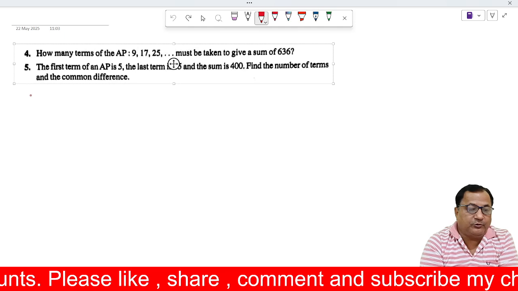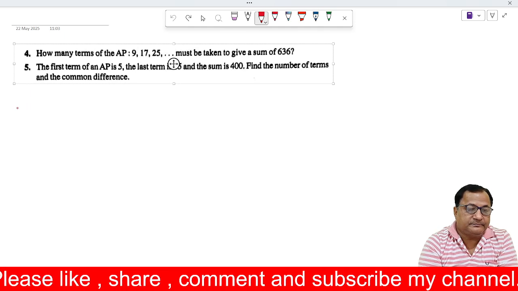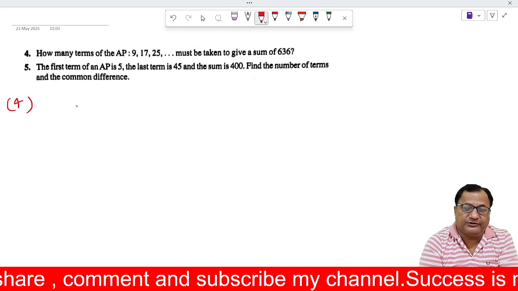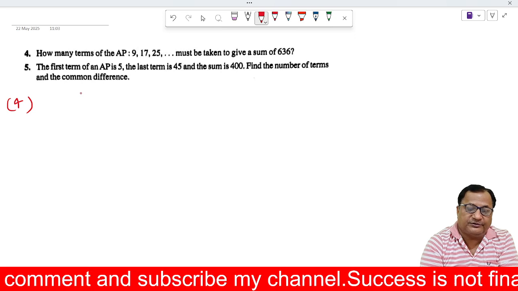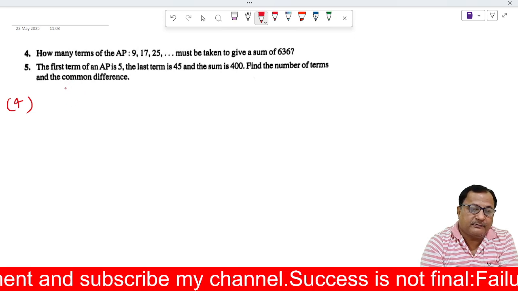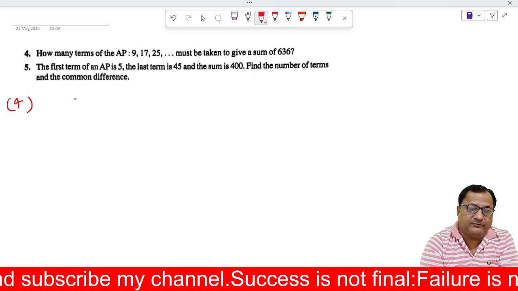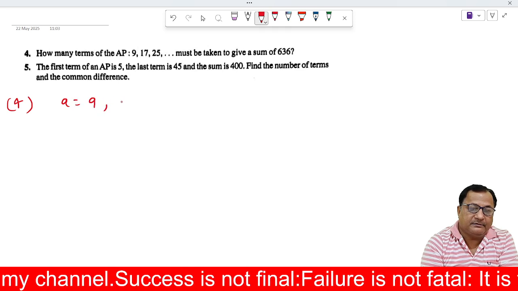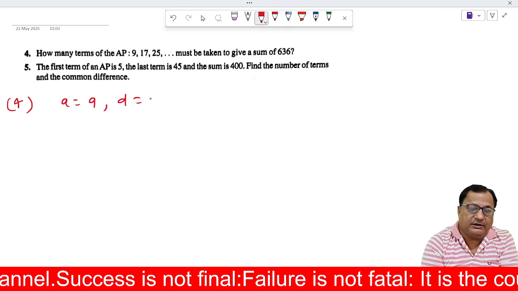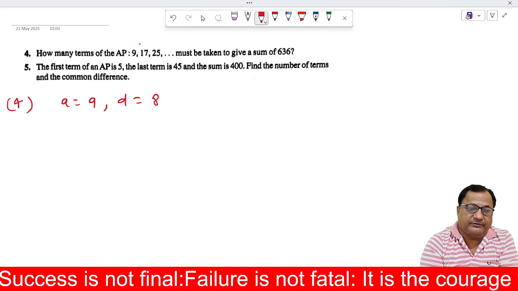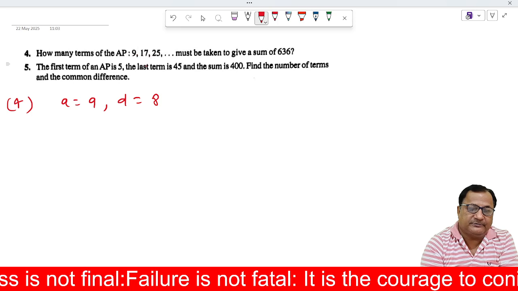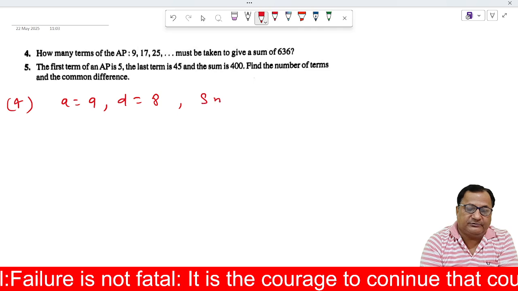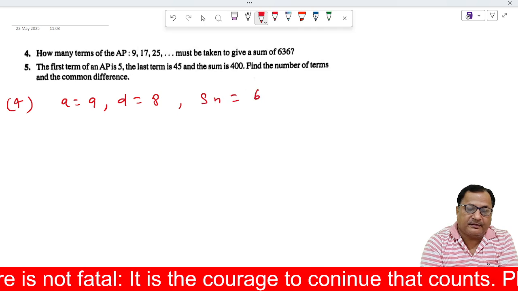See, question number 4. How many terms of an AP must be taken to give a sum of 636? Means n we have to find. A is equal to 9, D is equal to 8 (17 minus 9, we subtract, 8), and Sn is equal to 636.